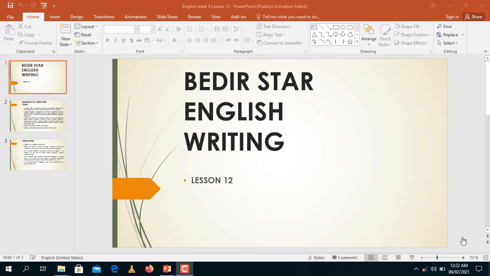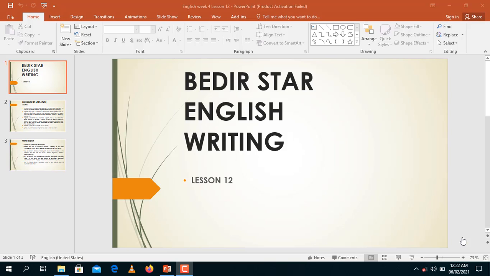Good morning, class. We've been looking at the elements of literature. So far, we've looked at the theme, character, plot, setting, point of view, and now I want us to look at another element, which is called the tone.